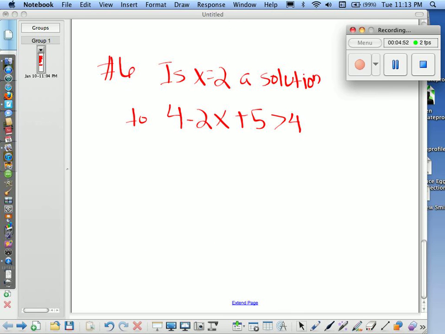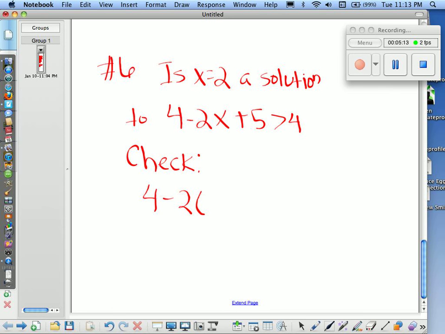So now we have an inequality that we want to see if x equals 2 is a solution. So for inequalities, there's many solutions, but we want to know if this particular one is a solution. So let's check. So we got to replace x with 2. And we want to see if this is true.